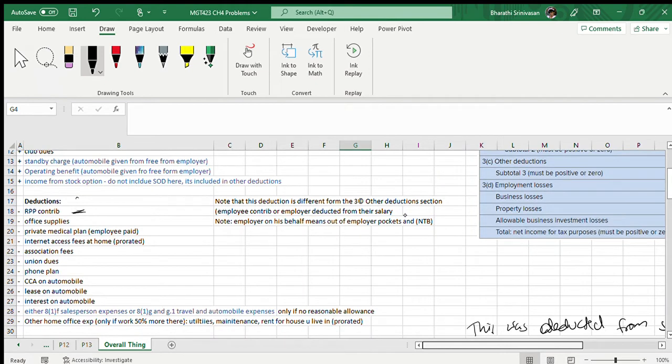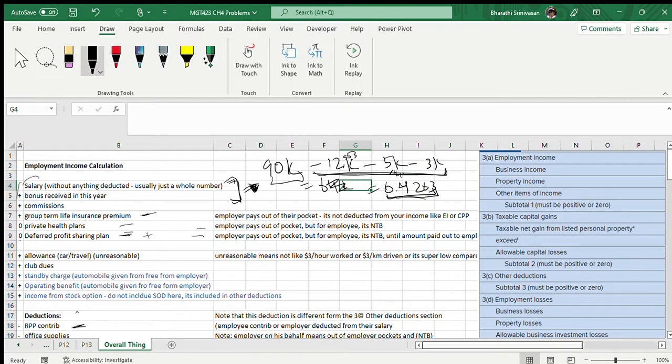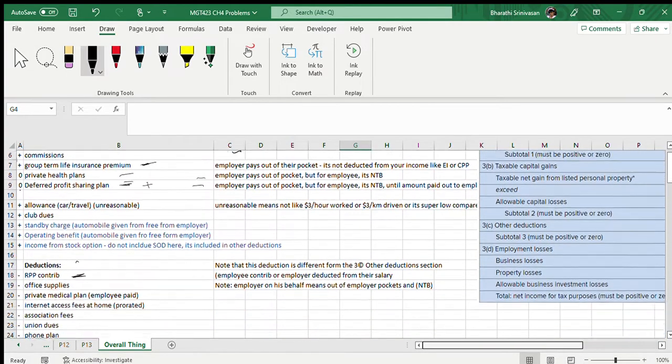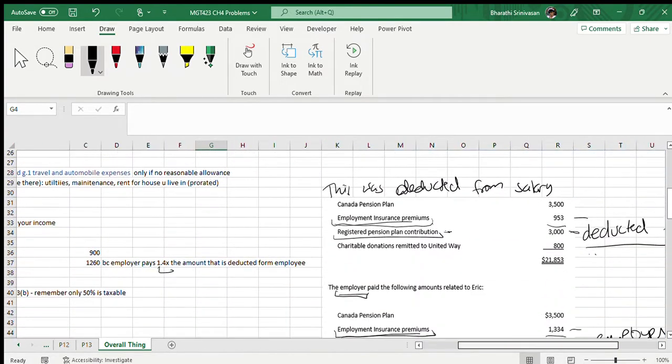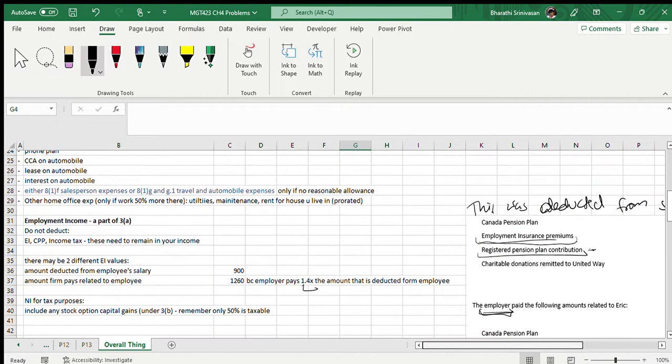So this contribution is either the employee contribution or the employer deducted from their salary. Just anything that was taken away from their salary, so you have to recognize that their actual salary is less, so you have to account for that. However, if it was this type of RPP, the one that says employer paid, that one means that the employer paid out of their own pocket.